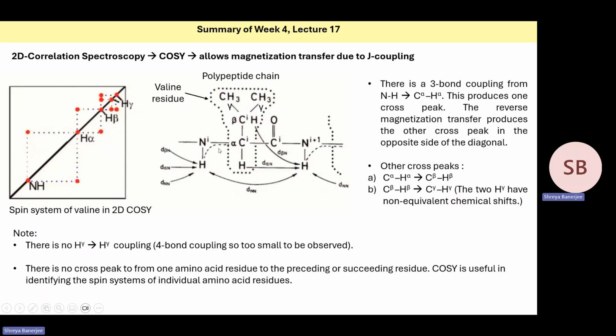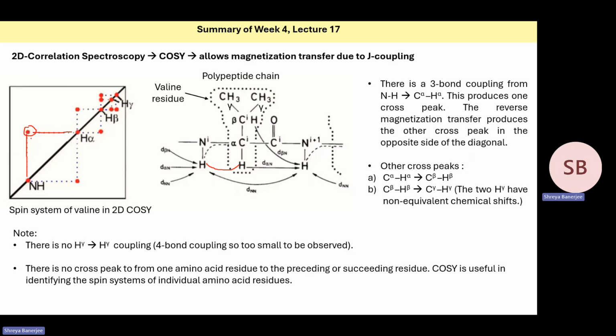The NH and the C alpha H are correlated. So if you draw a perpendicular from the NH and the C alpha H, you will get a cross peak, which is because of this 3J coupling. This is from NH to H alpha.